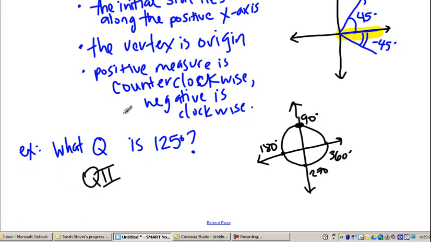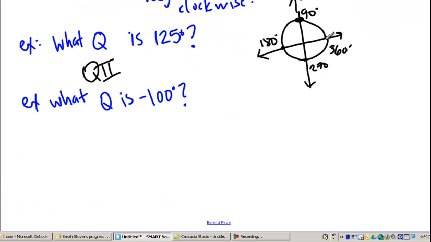Okay? And my next example, what quadrant is negative 100 degrees? Give you a second to think about it. Okay, if you're going negative 100, you're going this way, and it would be in quadrant 3.